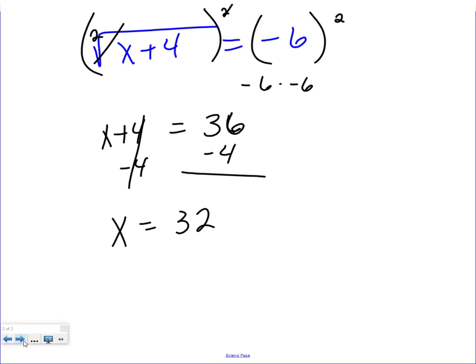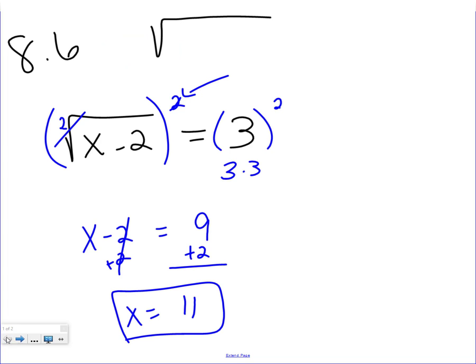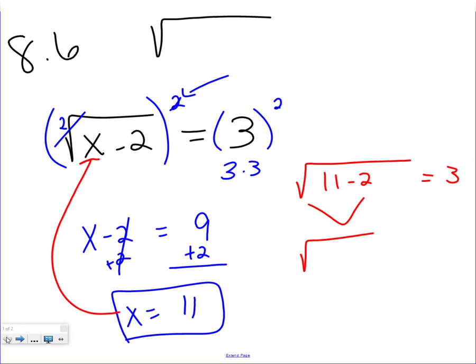Now, what we haven't talked about yet is that we have not checked our answers. The reason I stop here is because this one doesn't work. So we're going to go back to the first one. If I take this answer and plug it in up here, I have the square root of 11 minus 2 is equal to 3. Well, 11 minus 2 becomes 9, and the square root of 9 is 3. So 3 equals 3. This one worked, right? Because both sides of the equal sign are equal to each other. We checked our answer to see that 11 worked, and it did.